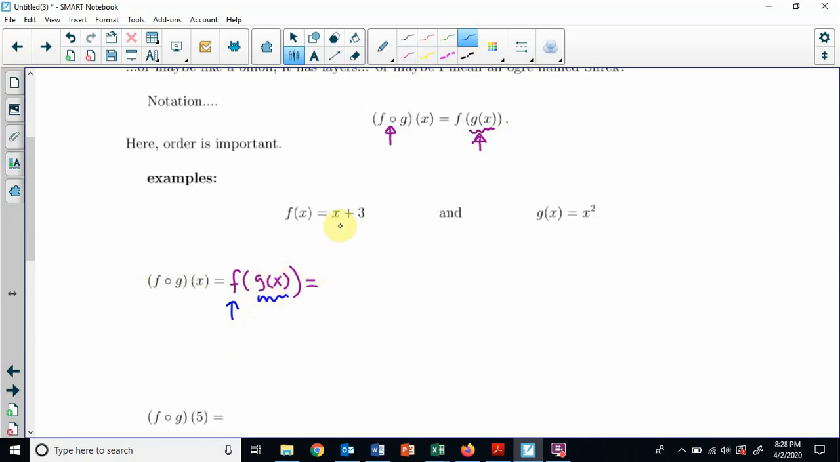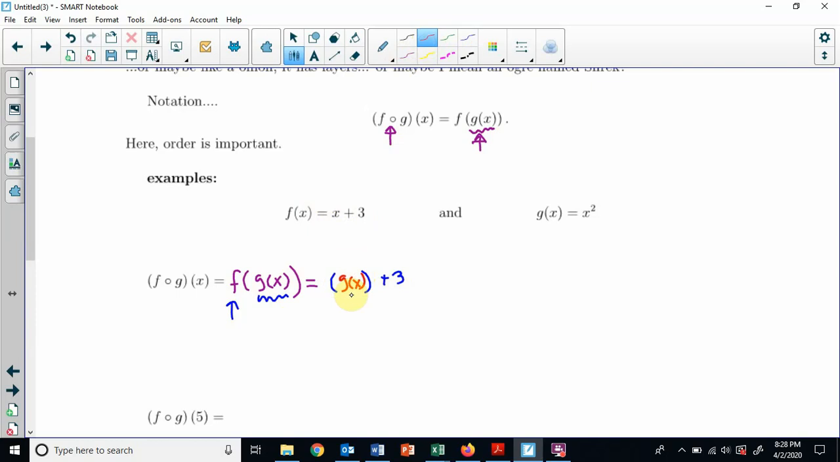How do I tell you to plug stuff in? Rewrite the function, but leave a big blank parentheses where the x is. Big blank parentheses plus 3. Well, what are we plugging in? We're plugging in g of x. I'm going to take the extra step to write g of x.